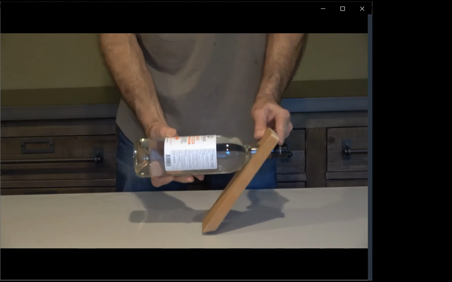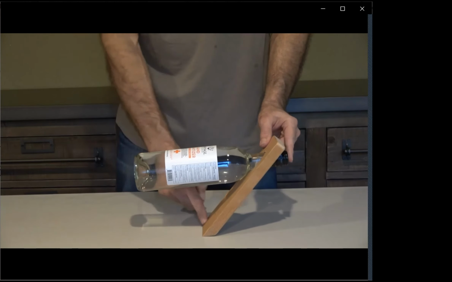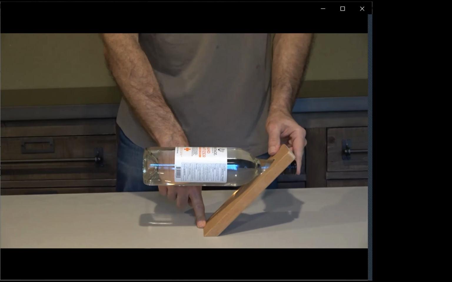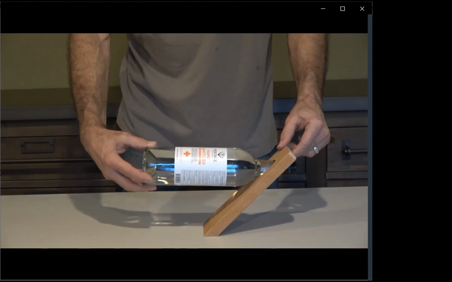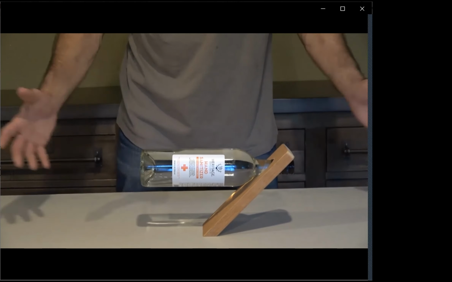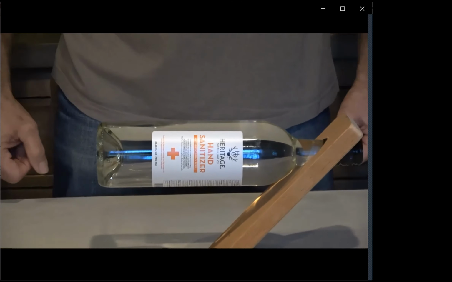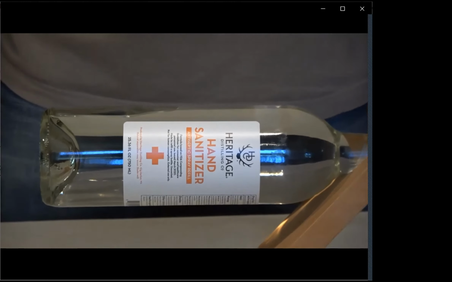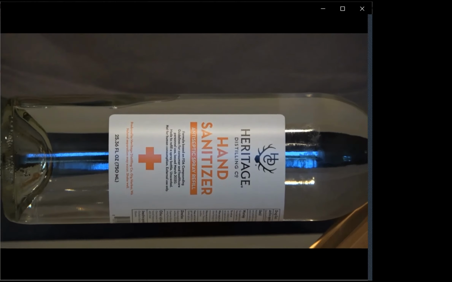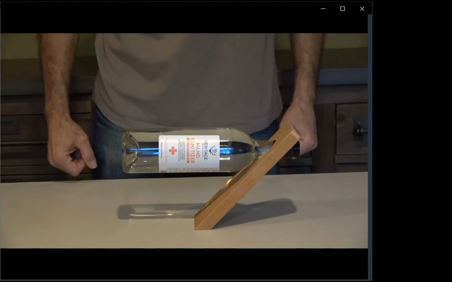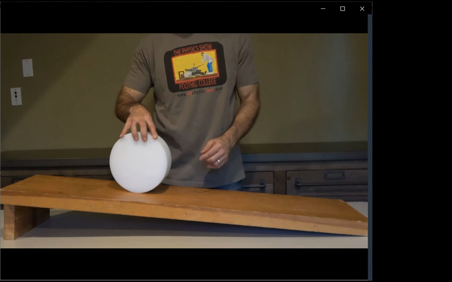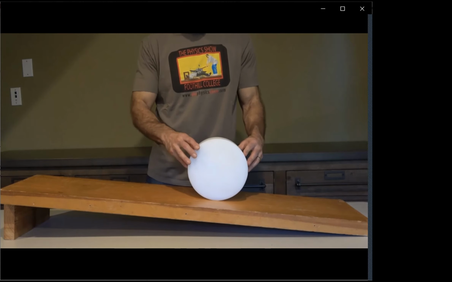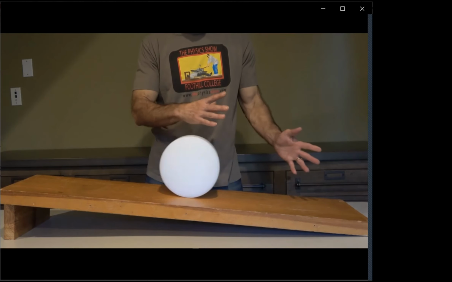Here's a demonstration you may have seen done with a wine bottle. But since I'm shooting all these video demonstrations at home because of COVID-19, I thought this was more appropriate. Where is the center of mass of the bottle? Let's take another look at my disc. Where is the center of mass of my disc? It's not in the center.